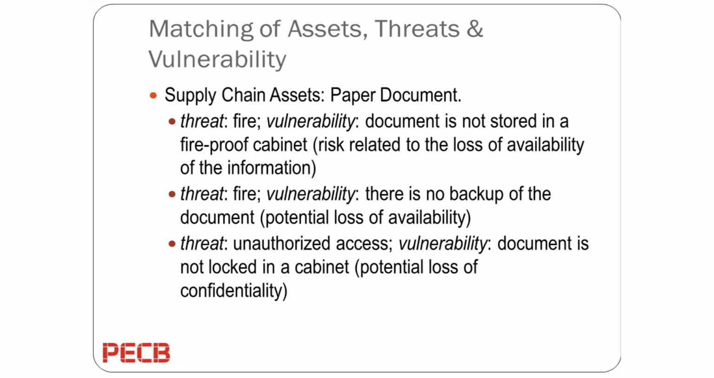Matching of assets, threats, and vulnerability. For example, in supply chain assets like paper documents, files, and all the rest of that, the kind of threats that such documents are exposed to or vulnerable to include fire incidents. The exposure to it could be when the documents are not properly stored in fireproof cabinets. This is a vulnerability that the threat could exploit to cause the risk of fire incidents.